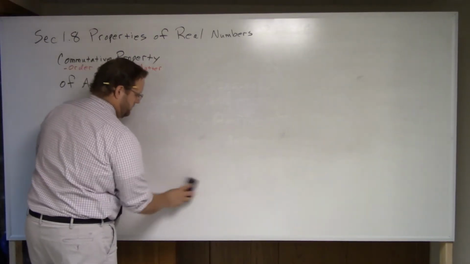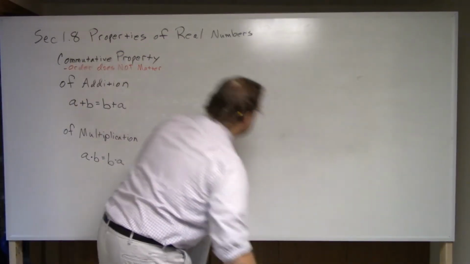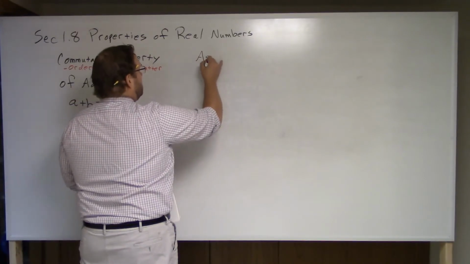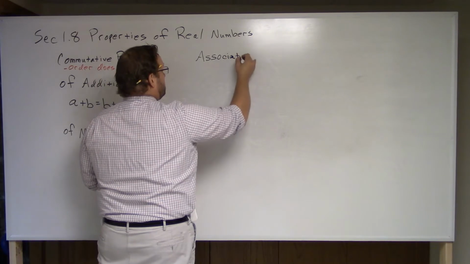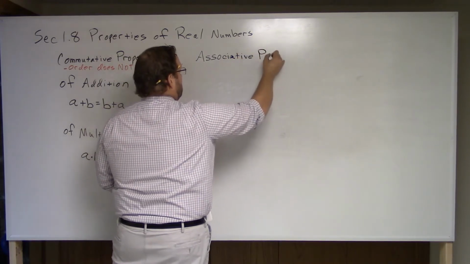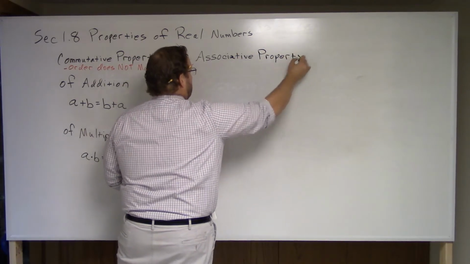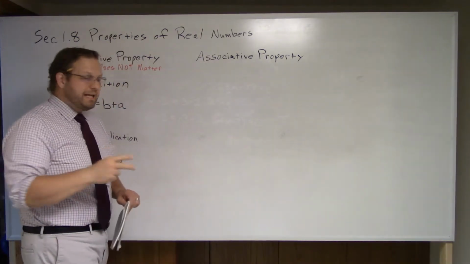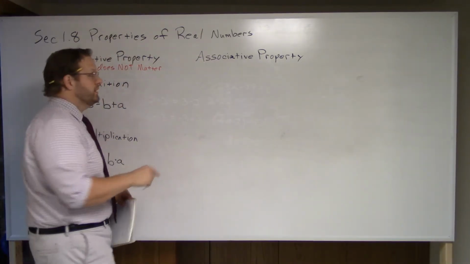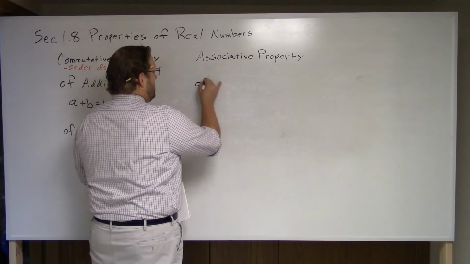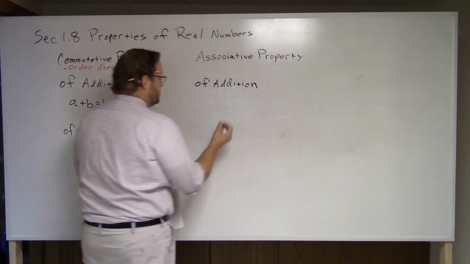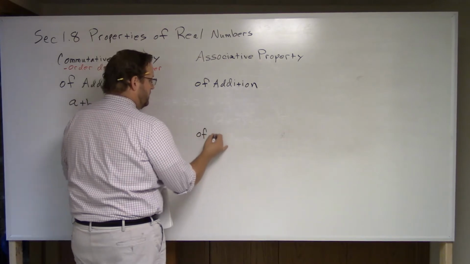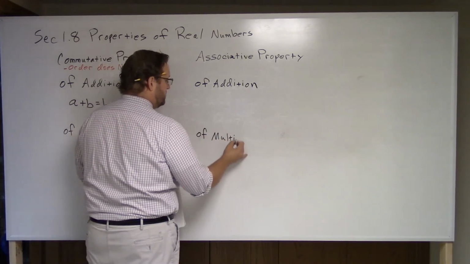Next, let's talk about the associative property. The same two subgroups are going to be in there. Associative property of addition and associative property of multiplication.